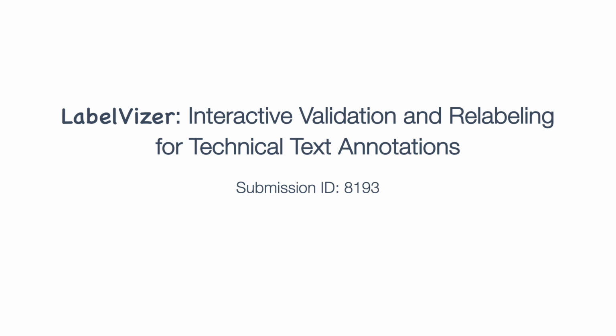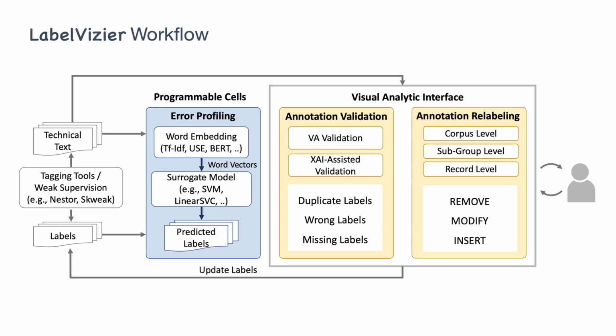With the exponential accumulation of technical text data from the unprecedented advances in data-driven techniques, it has become a critical task to create high-quality data annotations from unstructured technical text. To solve this problem, we develop LabelVizier, a human-in-the-loop workflow to facilitate efficient validation and relabeling of technical text annotations.